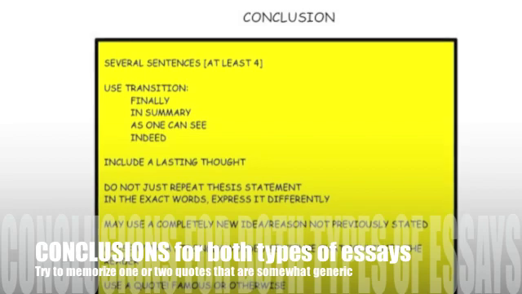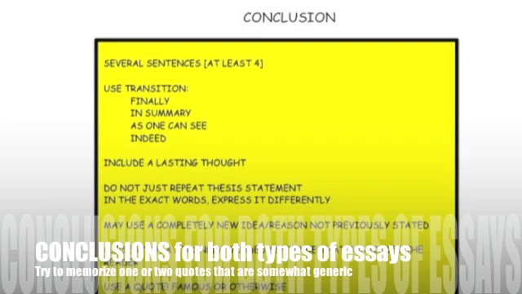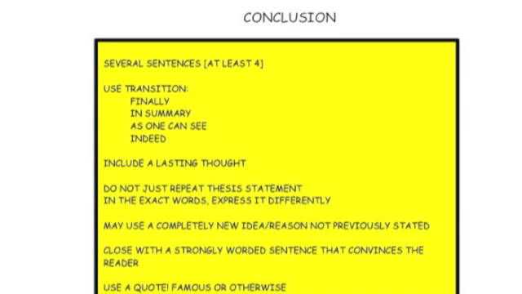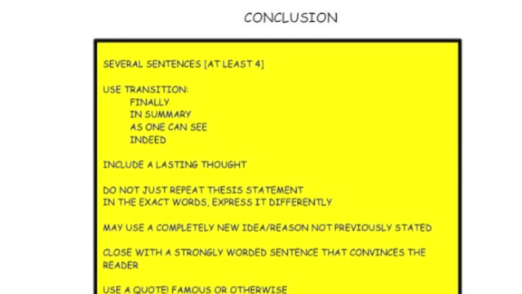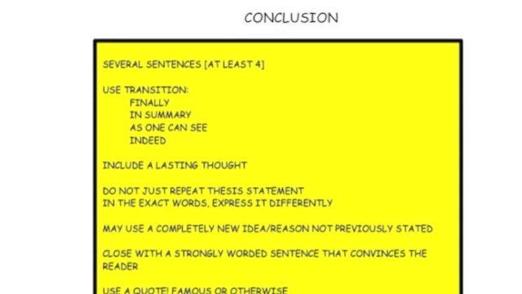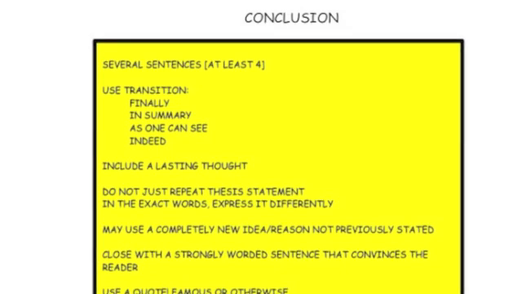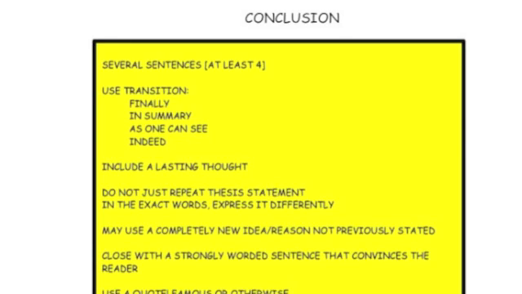Try not to repeat the thesis statement verbatim, word by word. You can repeat some of it, but use different expressions, different words. You can even bring in another point that wasn't even touched upon in the actual paper. You want to end with a very strongly worded sentence. And one way that I suggest that you do that is sometimes using something that would be a quote, a very famous quote at that, or another quote that you create. So that's it for the first part of persuasive versus argument.